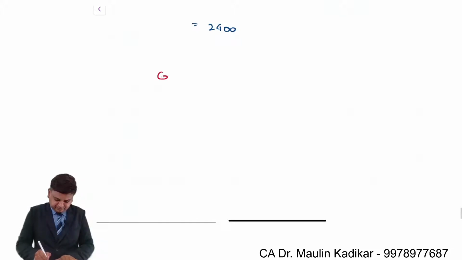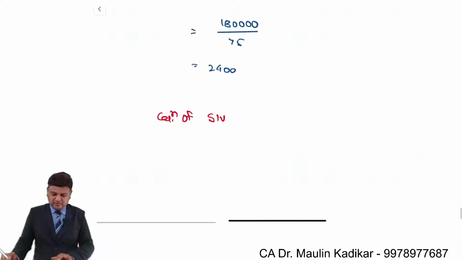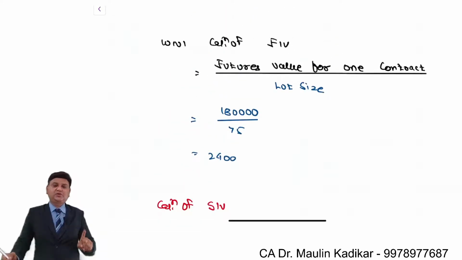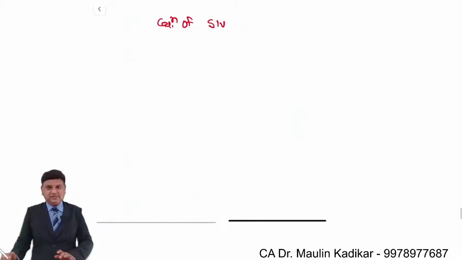Next, calculation of spot index value. Again friends, over here, if we had been given a continuously compounded rate of interest, we would have used that, but that information is not given, so we have to use the simple interest rate.